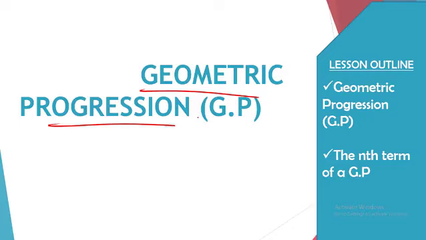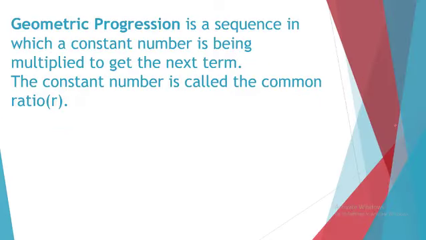Welcome back. Today we'll be looking at a part of sequence and series that we've been dealing with for some time now, and the aspects we'll be looking at are the geometric progression, GP, and the nth term of a geometric progression. Okay, so let us start. A geometric progression is a sequence in which a constant number is being multiplied to get the next term.